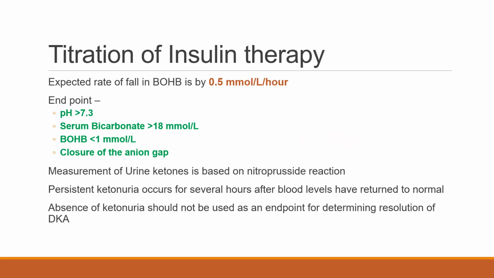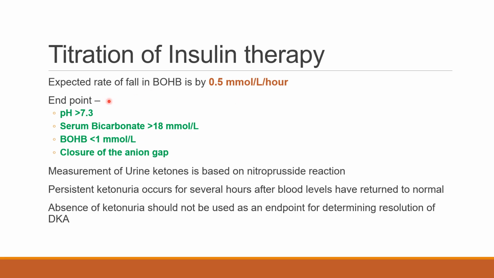So how to titrate insulin therapy? With the administration of insulin therapy, as insulin is the drug of choice for the child, the blood ketone levels should start falling, the acidosis should start improving, and the hyperglycemia also should start improving. The expected rate of fall in blood beta hydroxybutyrate is 0.5 millimole per liter per hour. If the fall in beta hydroxybutyrate level is less than that, then we have to increase the insulin dose, because this is the expected rate of fall.